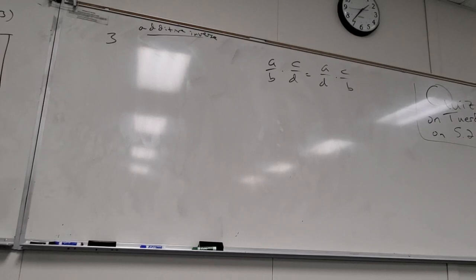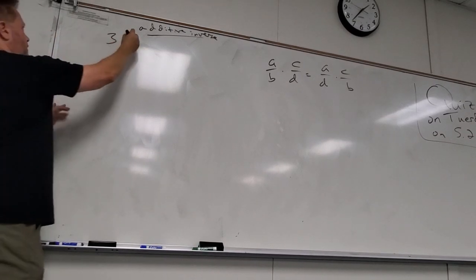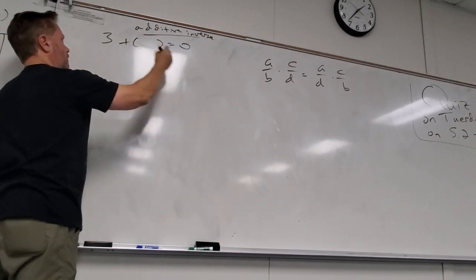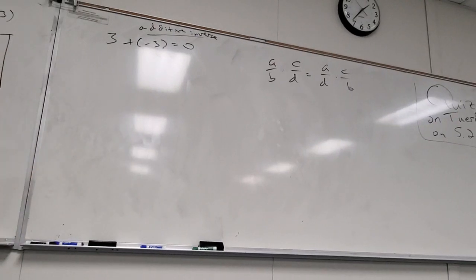What's the additive identity? That we know. 0. So what would I add to 3 to make it become 0? Good. So there is no subtraction, there's just adding the additive inverse.